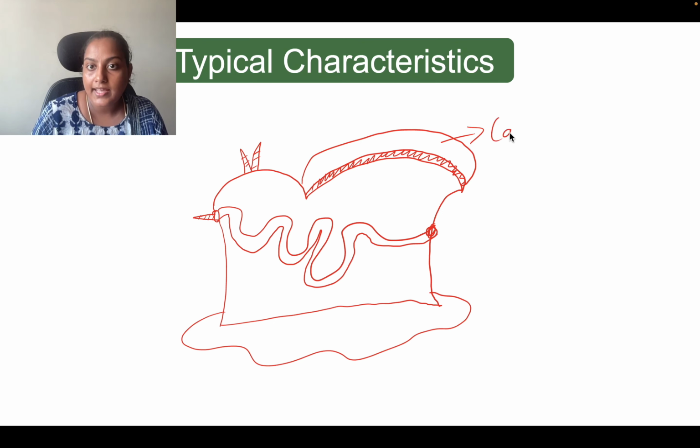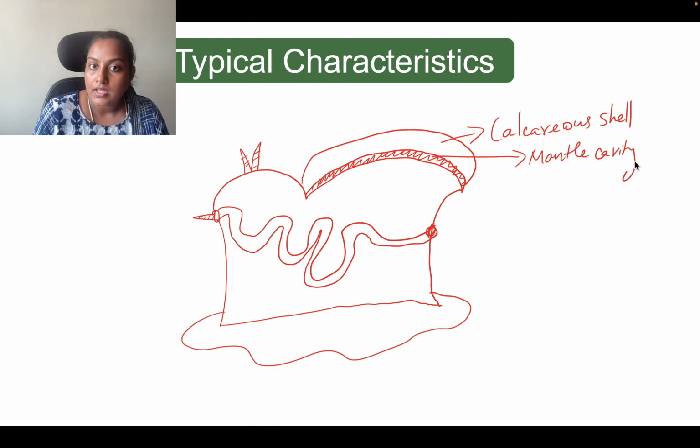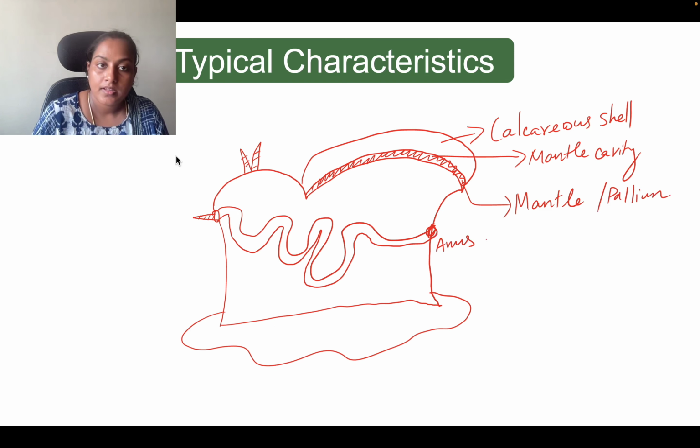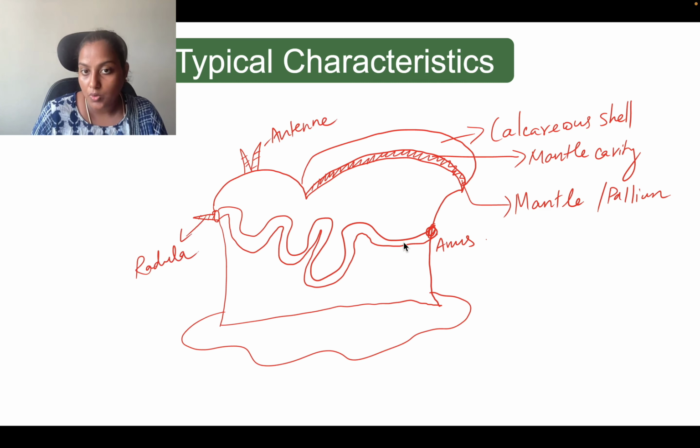This will be a calcareous shell, right? A shell made up of calcium. Usually, even if you see the snails, you can see the hard shell there. This cavity which you're seeing here is called the mantle cavity, and this completely we call the mantle, or you can call it pallium. This is the anus, this is the antenna, and here we call this the radula. Very important, I'll tell you what it is.